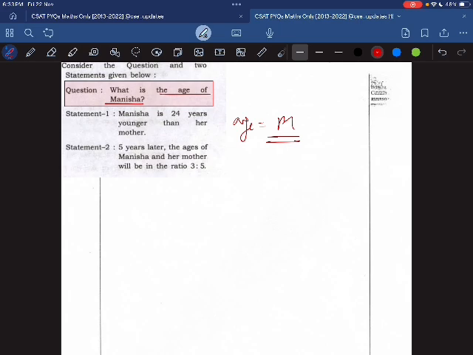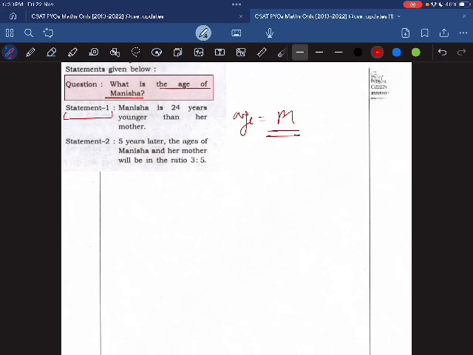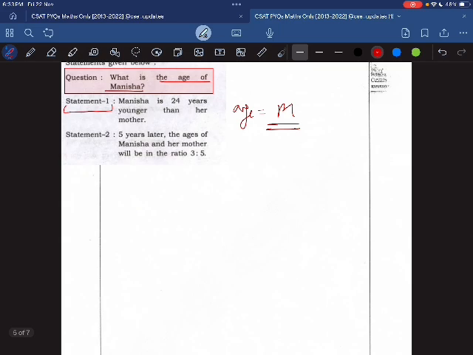So first read statement 1 alone and try to solve the question with statement 1 alone. Statement 1 says that Manisha is 24 years younger than her mother. So we have the information about her mother, which is that the age of the mother is given. Suppose the age of the mother is X.